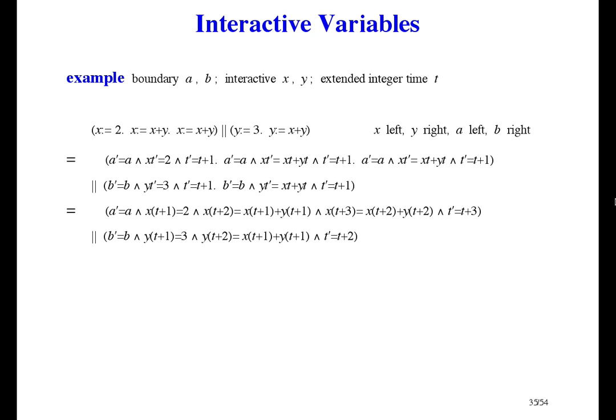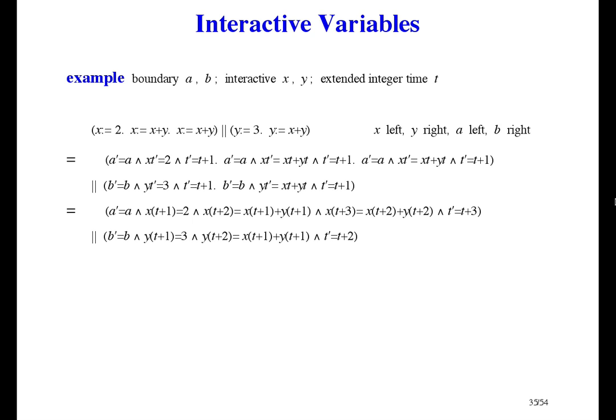In the left process, or I guess I mean the top process, a is unchanged, and x at t + 1 is 2, and x at t + 2 is the sum of x and y at t + 1, and x at t + 3 is the sum of x and y at t + 2, and the time taken is 3. In the bottom process, b is unchanged, and y at t + 1 is 3, and y at t + 2 is the sum of x and y at t + 1, and the time taken is 2.